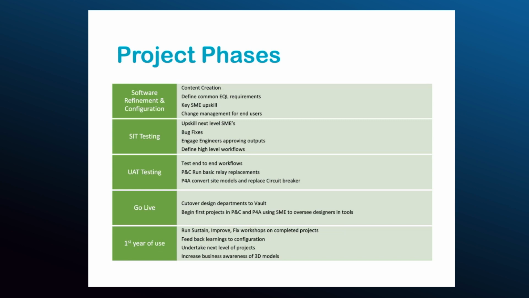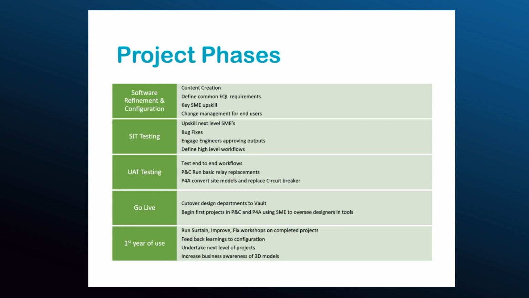Next, we moved into UAT testing. Once we passed through SIT, we went through a little cycle of bug fixes and changes and bedded down a lot of things. So UAT testing was like a catch-all at the end of that. We used this one to basically test our end-to-end workflows.